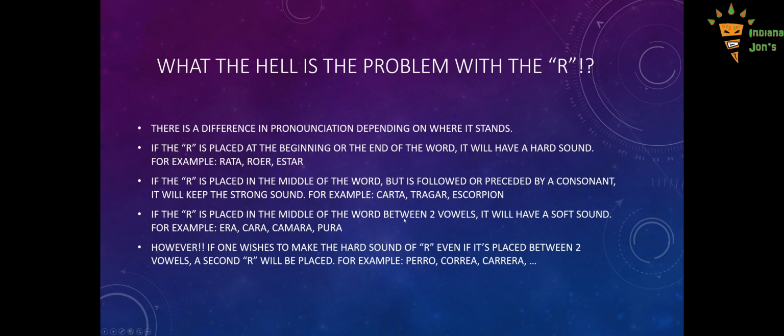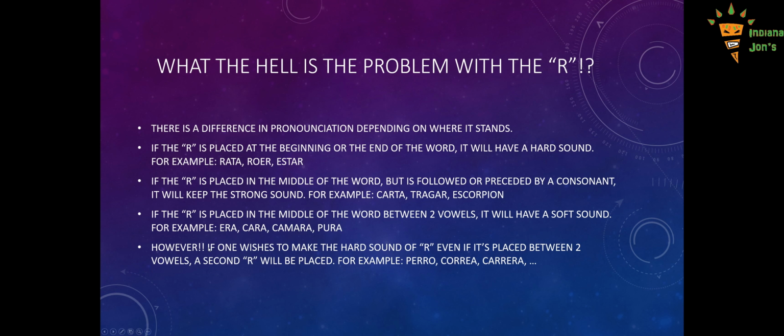If the R is placed in the middle of the word between two vowels, it will have a soft sound. For example, era. It will not be erra, it will be era. Cara, cámara, pura. This R is maybe more similar to what you will hear in English, for example, right? It's just a very soft R, no bouncing of the tongue, for these kinds of examples where the R goes between two vowels. It will be a soft R, and that's the only case, and there is no exception for that.